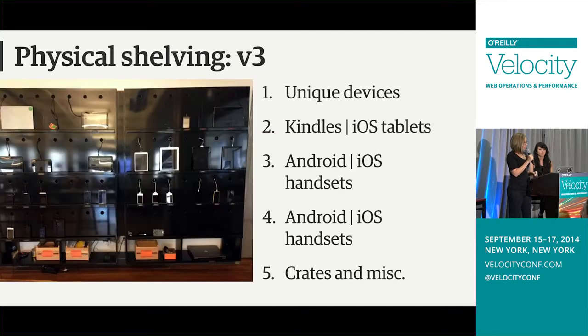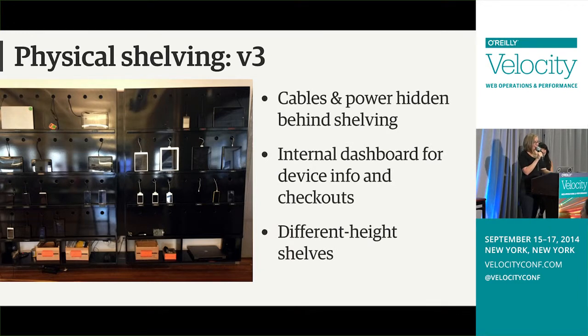In V3, again, we had our unique devices across the top. On the left, on the second shelf, we had Kindles, and on the right, iOS tablets. Then Android and iOS handsets on the bottom 2 shelves. And then at the very last, crates, miscellaneous, and a Dell Latitude. We hid all of our cables and power behind the shelving in this version, and we had this internal dashboard that you have seen for device information and checkouts, and again, the different height shelves.